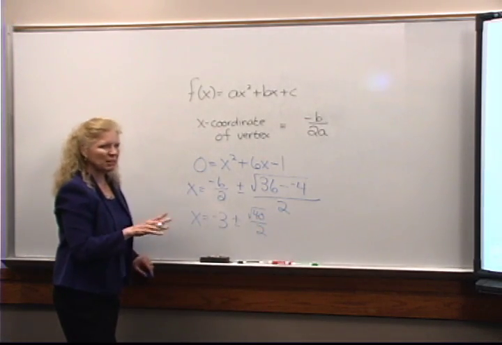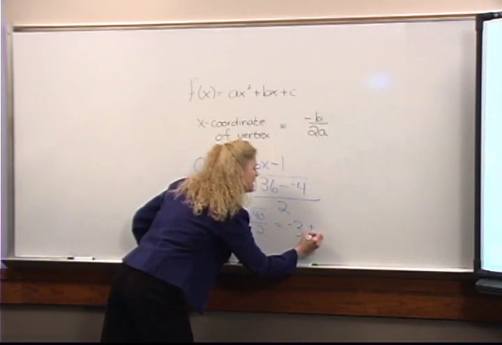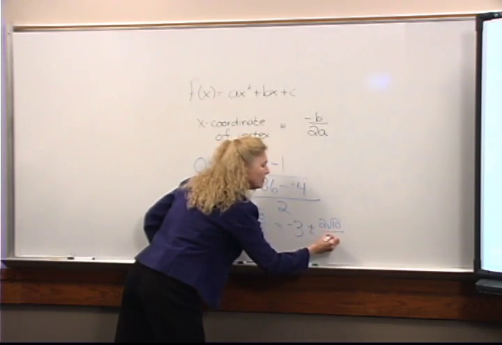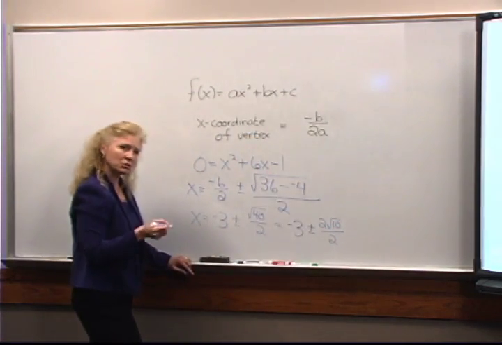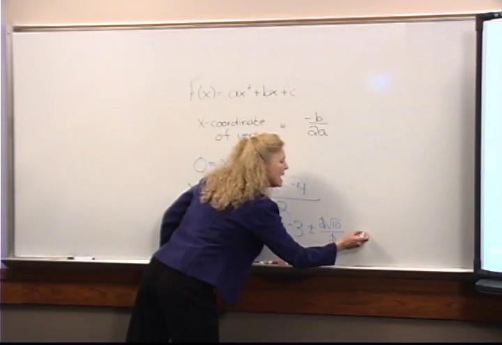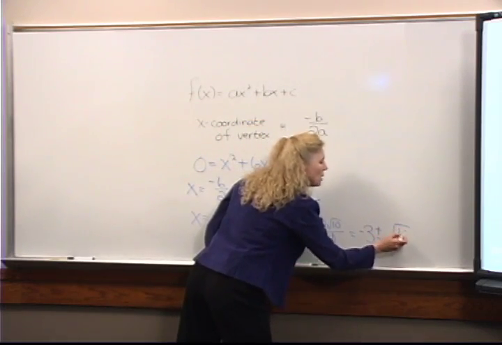And we've been doing some of this simplifying radicals, so I hope you're okay with me just saying that would be 2 square root of 10 over 2. You can do the dating game if you'd like on your own. Cancel those, and we get -3 plus or minus the square root of 10.